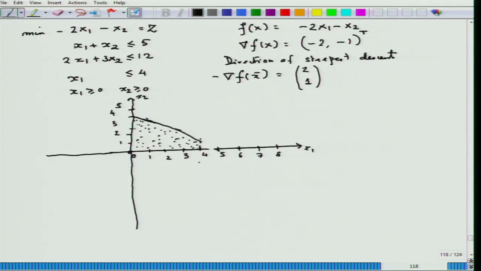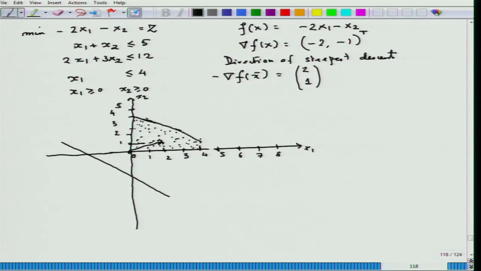So what is my direction of descent? What is my problem here? Minus 2 x1 minus x2. So when x2 is 0, so here you see if I look at this curve, this is constant. I can put here something, say this is equal to 2, 3, whatever, it will be a curve like this. And 2, 1 is my direction of descent. So it is 2 and 1. So this is my direction of descent.